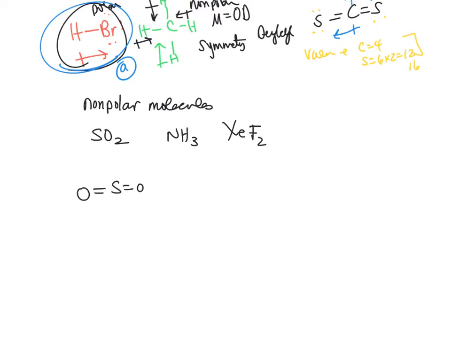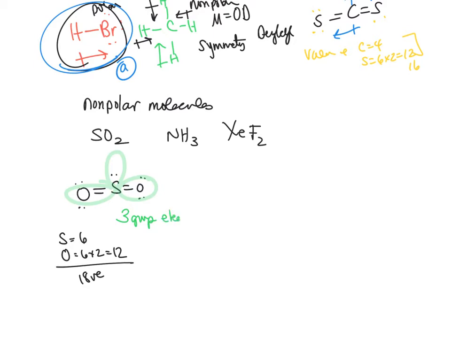And so sulfur is 6, oxygen is 6 times 2, which is 12. So this is 18 valence electrons. So that's 1, 2, 3, 4, 5, 6, 7, 8, 9, 10, 11, 12, 13, 14, 15, 16, 17, 18. Okay, so there we go, and you've got to look at your molecular geometry. So you have 3 groups, so the electron domain would be trigonal planar.